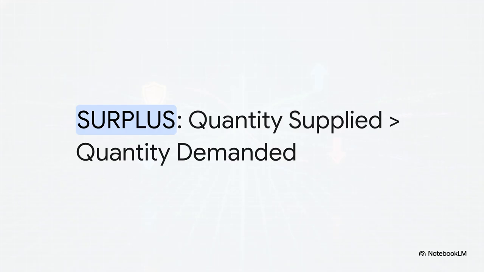A surplus. Because the price is forced artificially high, the quantity supplied outpaces the quantity demanded. The most critical and definitely the most debated real-world application of this is the minimum wage. See, in the labor market, workers are the suppliers and businesses are the demanders.